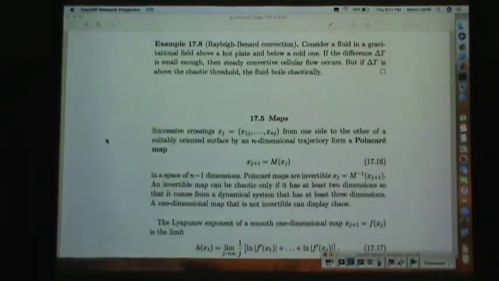And so what you've got here is cold, hot, and if the temperature difference isn't much, then you've got the hot water going up like that, and then it comes down over here, and this is the steady convective cellular flow, and so these are the cells. But when the temperature difference gets high enough, then you get something chaotic.